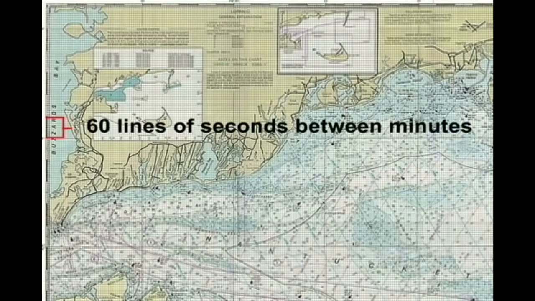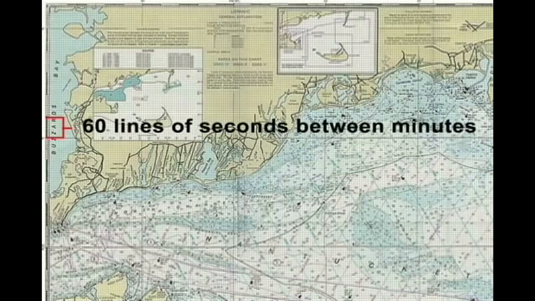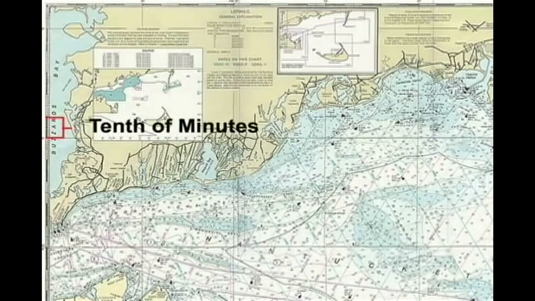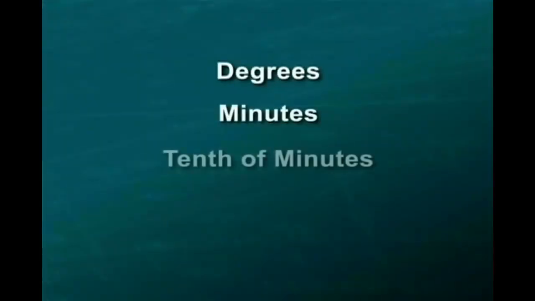The problem with working with seconds is that our charts would look awfully busy with that many lines on it. So they decided to make it easier on us all and broke the minutes of degrees down into 10 lines called tenths of minutes. So now, by using degrees, minutes, and tenths of minutes, we can tell anyone in the world exactly where we are in the world.